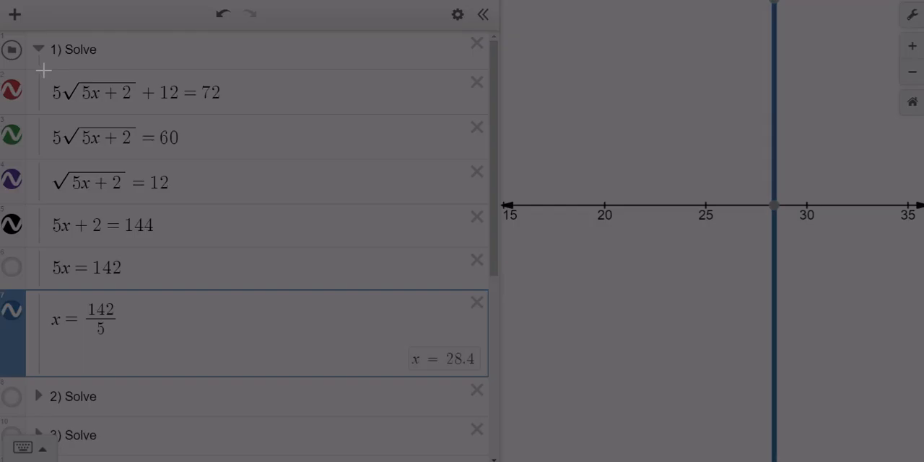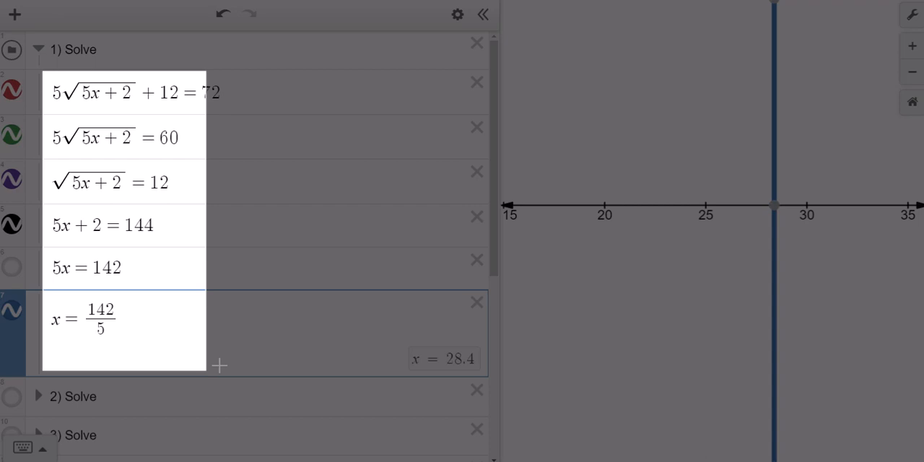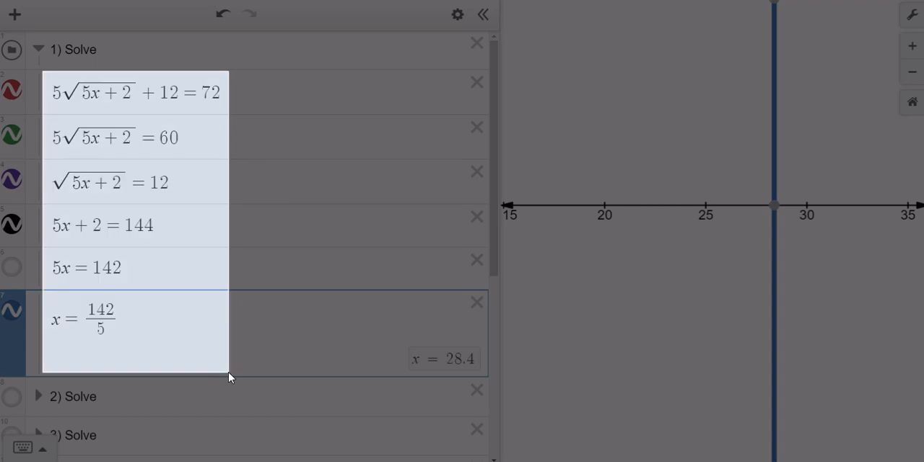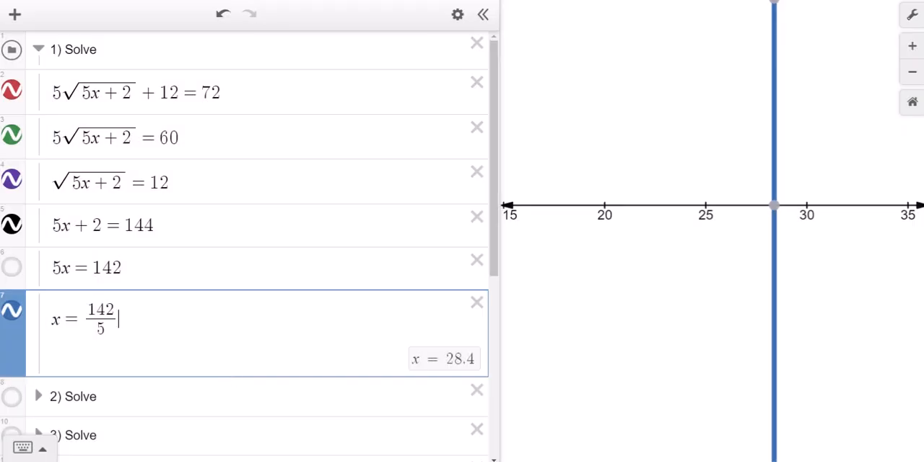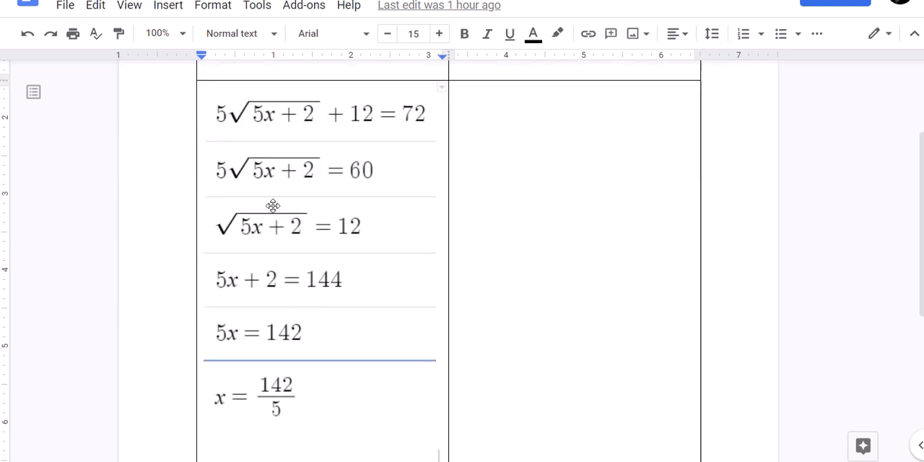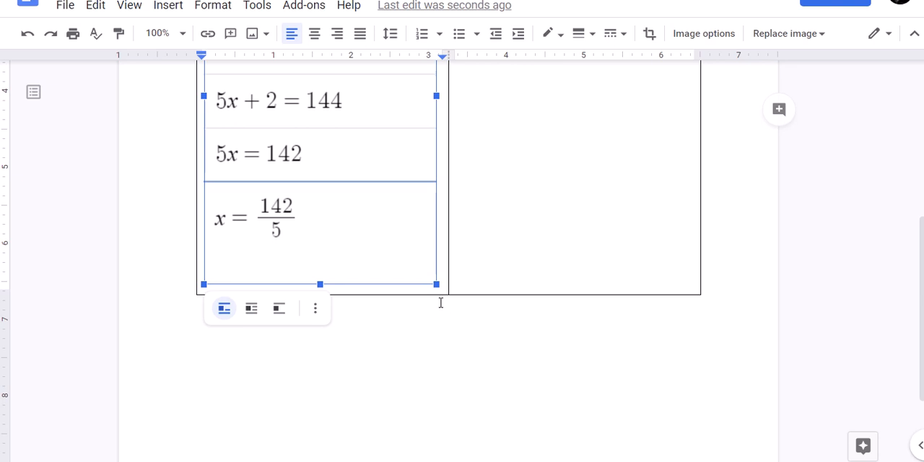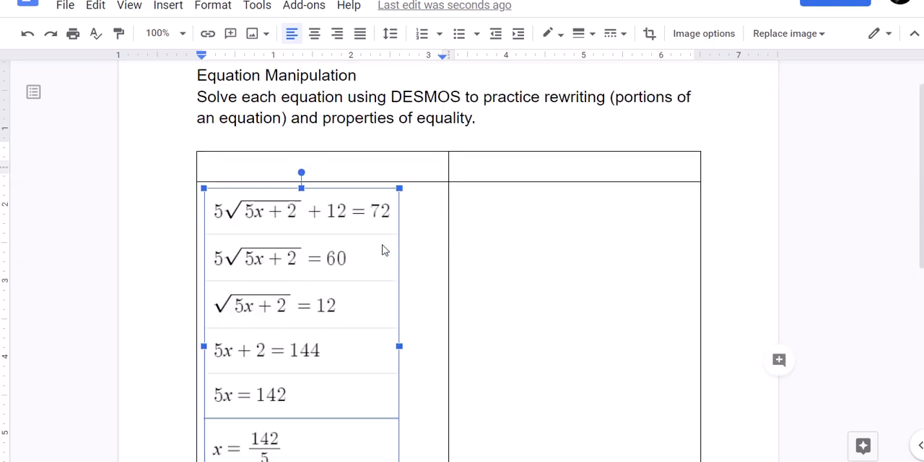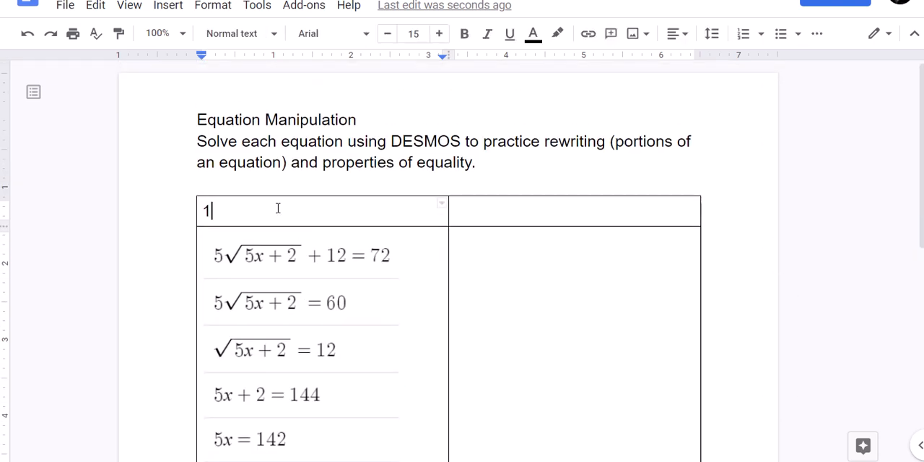What you're going to do then is, I'm just going to screenshot this. So I'm going to grab that. And I have this doc. It's called Equation Manipulation. Solve each equation using Desmos to practice rewriting proportions of an equation and properties of equality. So I'm going to paste right here. I might make it a little bit smaller or bigger, but this is question one. I'm going to have a spot for all 10 of these questions.